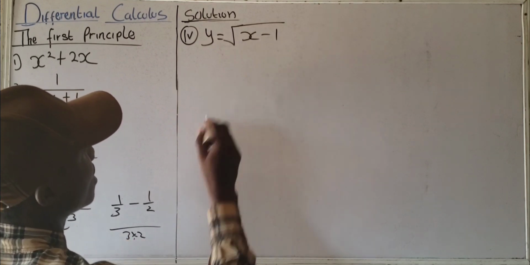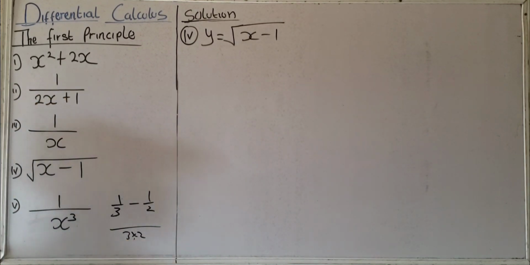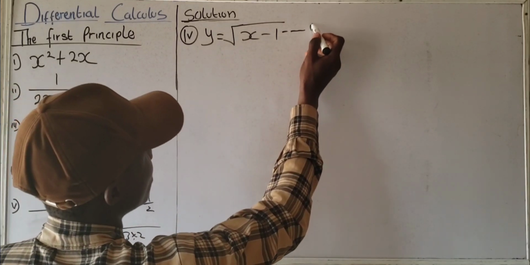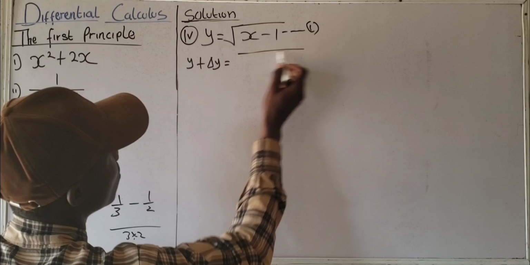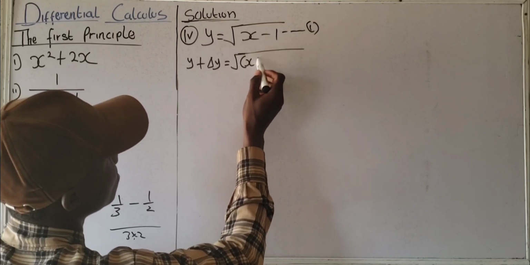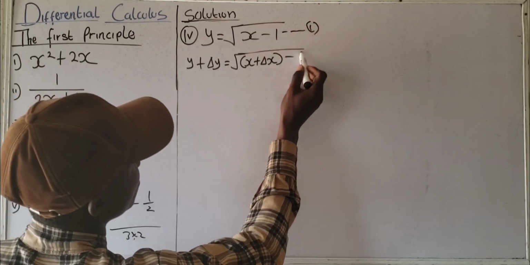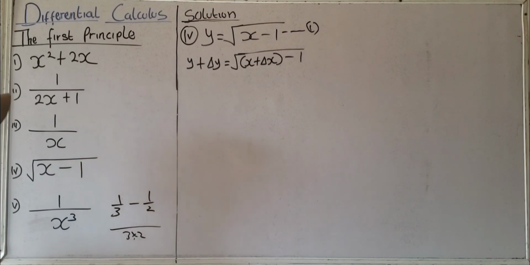Y equals the square root of x minus 1. Now, the next step is that you have to increase x by delta x. There will also be a corresponding increment in y by delta y, okay? So I'm going to have y plus delta y equals the square root of x plus delta x minus 1.